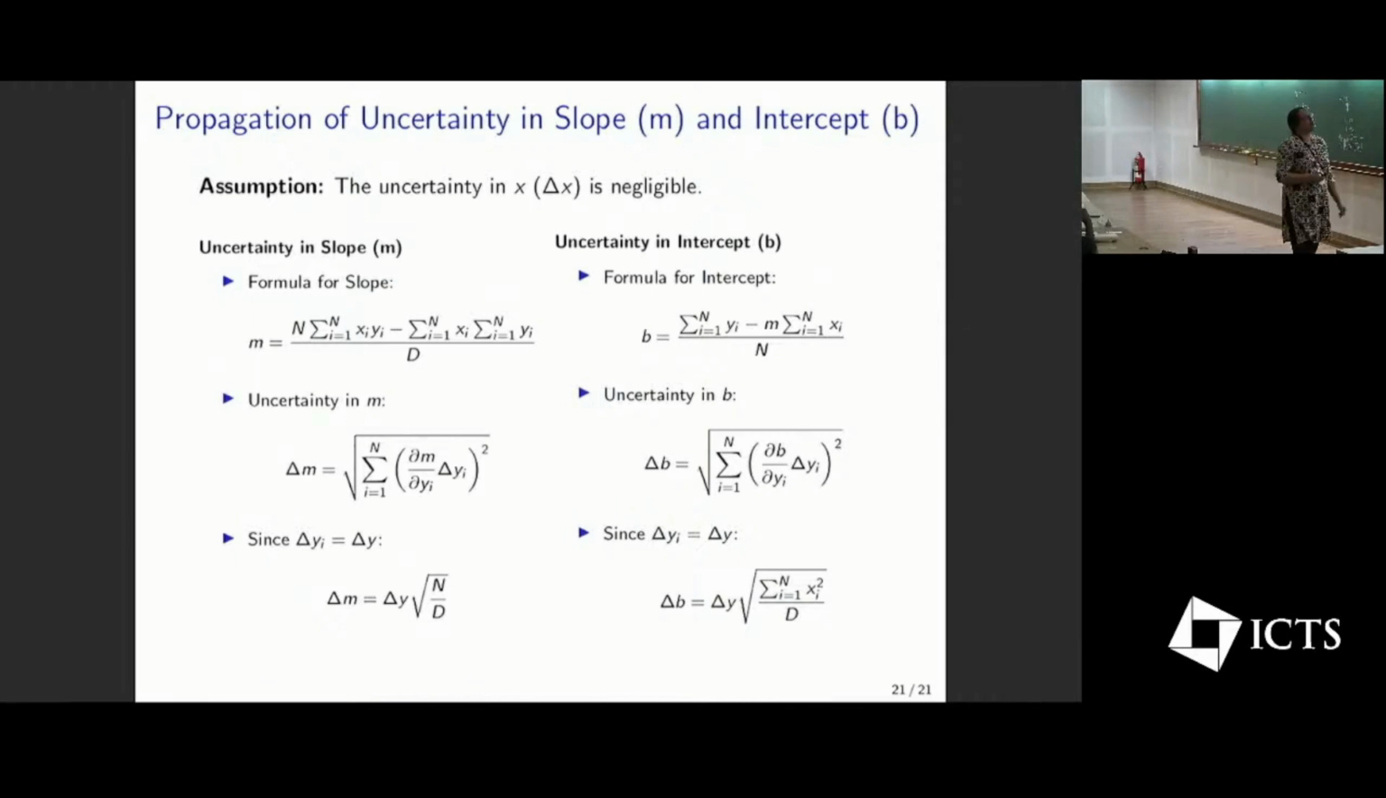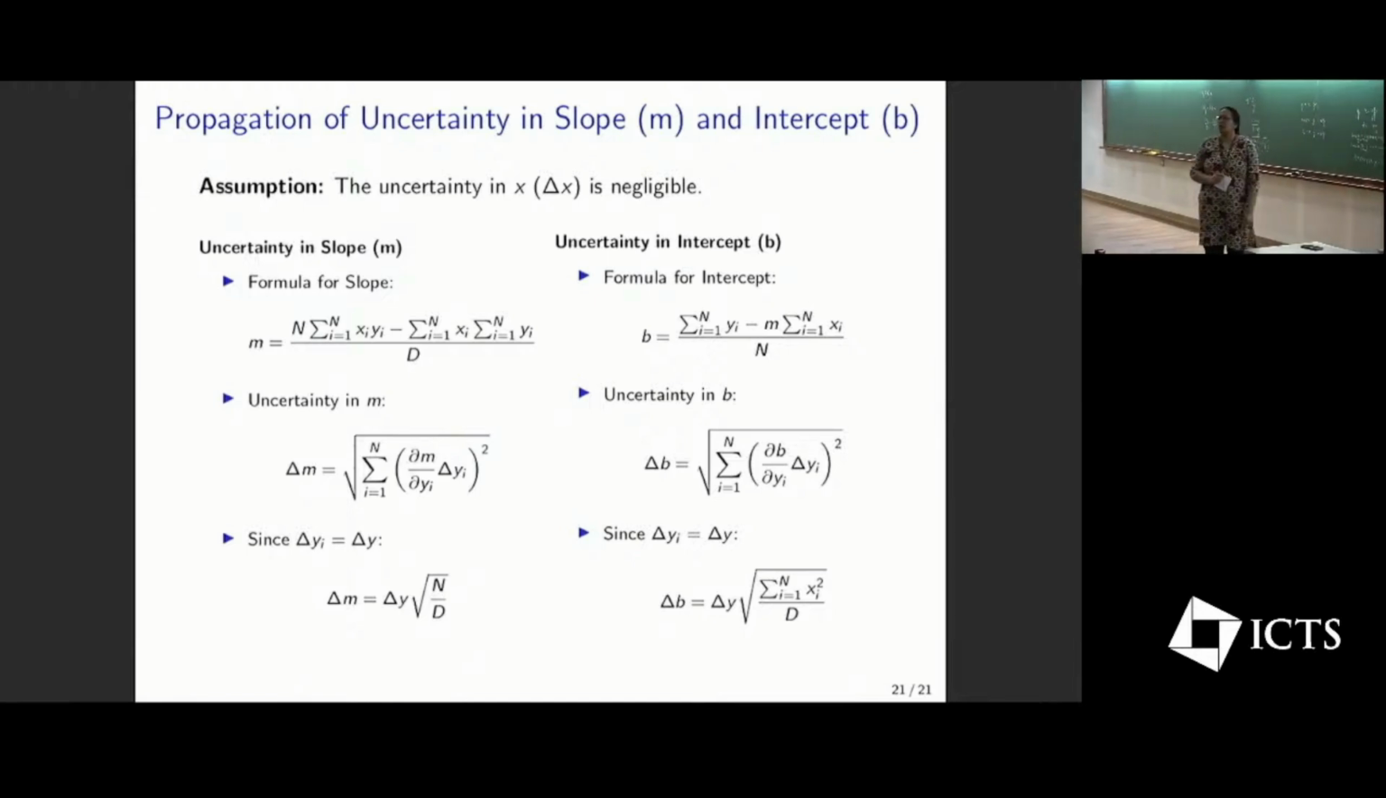Then again, we are making another assumption that delta y_i is equal to delta y. What does this mean? The uncertainty in every value of y is the same; it doesn't depend on the value of y. Is it true all the time? Not all the time. In some cases, especially if you have exponential functions, the uncertainty depends quite a lot on the value of y.